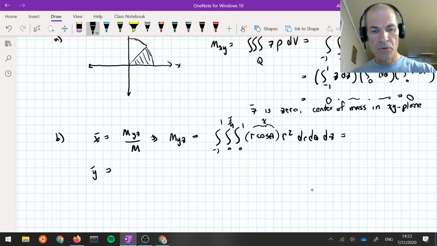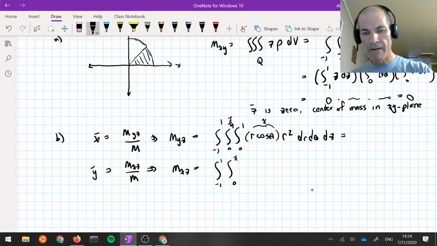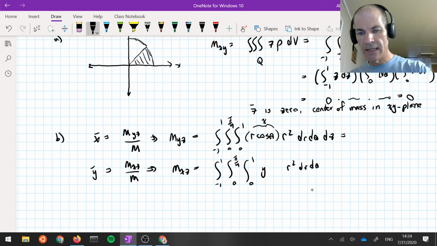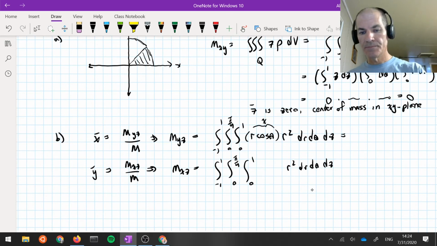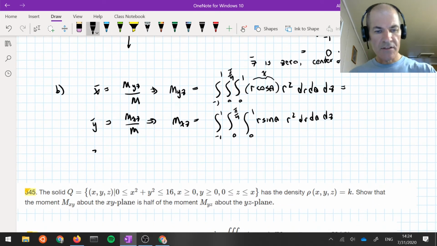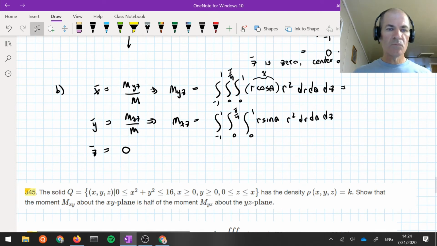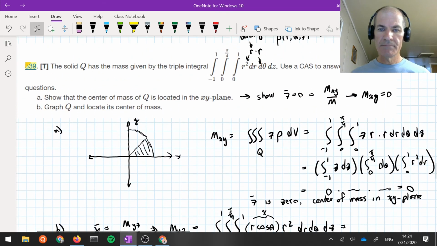Y bar is, of course, m_xz over m, which means we better figure out what m_xz is. Same integral, minus 1 to 1, 0 to pi over 4, 0 to 1, y, and I'm going to leave a lot of space here, r squared dr d theta dz. And of course, we've got to convert that Cartesian coordinate y into the appropriate cylindrical coordinate, which is r sine theta. And then we just have to compute that integral. Last, z bar, we already know. Z bar is 0, so we don't have to do any work there. Now, lurking in here also is the integral for m, which we're given up here. Right, this is m.